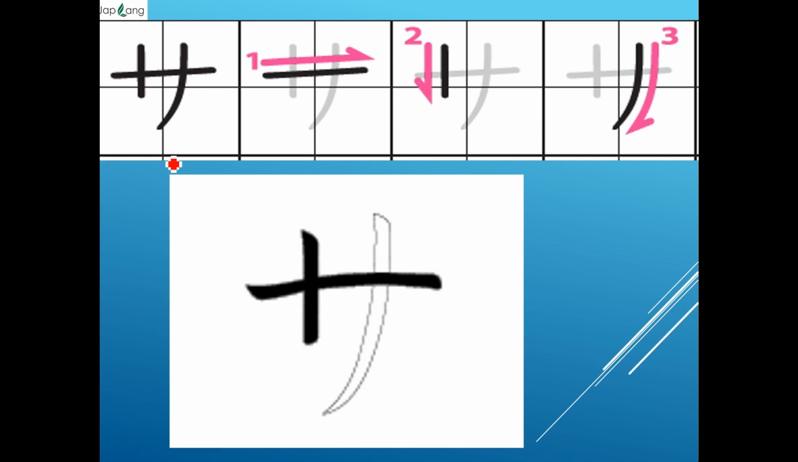And this is how you write it: first stroke, then second stroke, and then the third stroke. We have got three strokes. In the image you can see here, we have three strokes: first, second, and third.